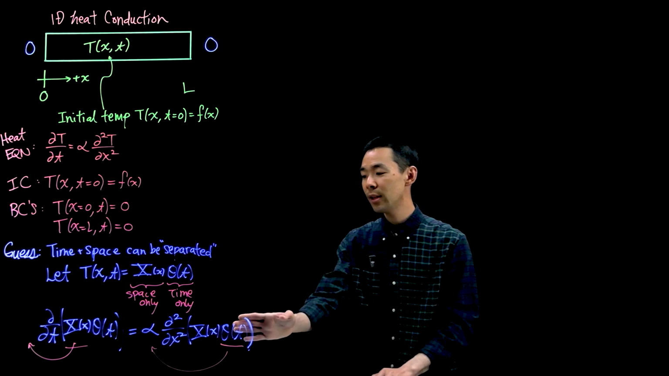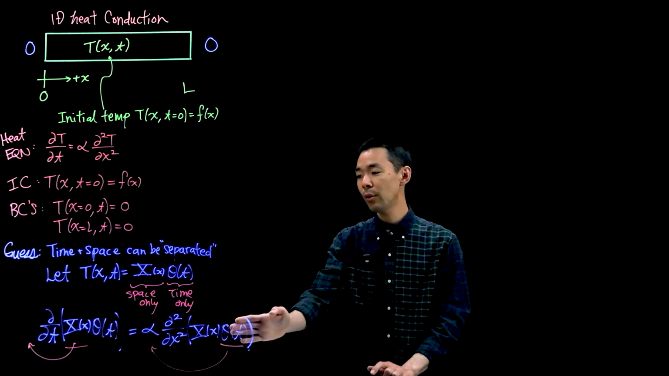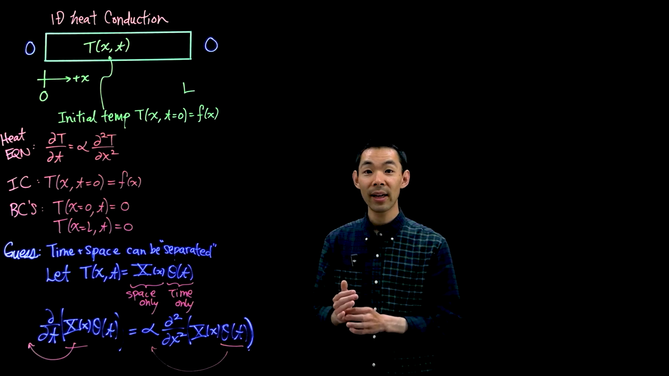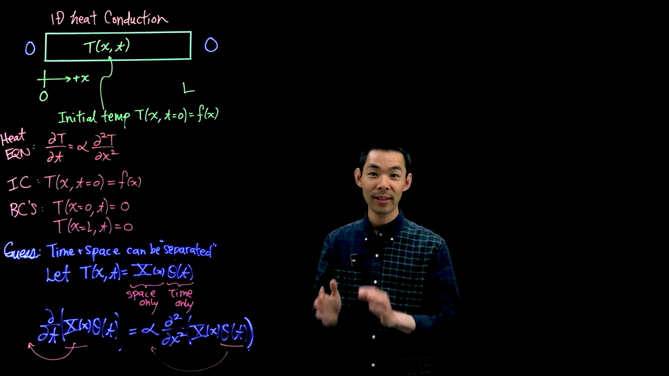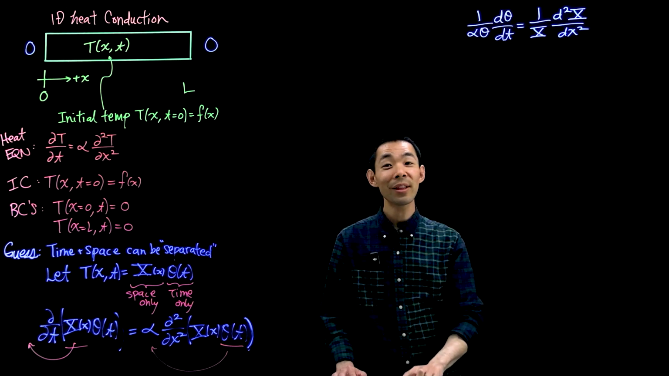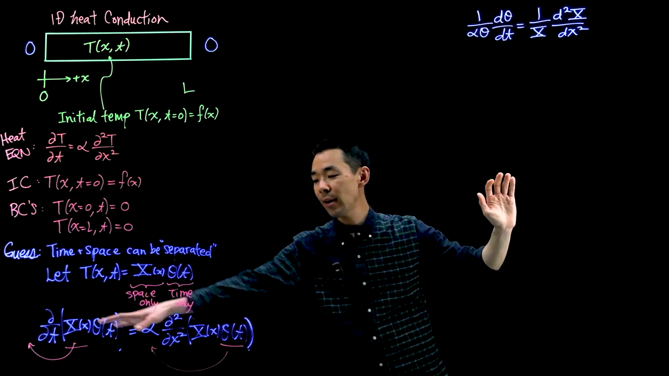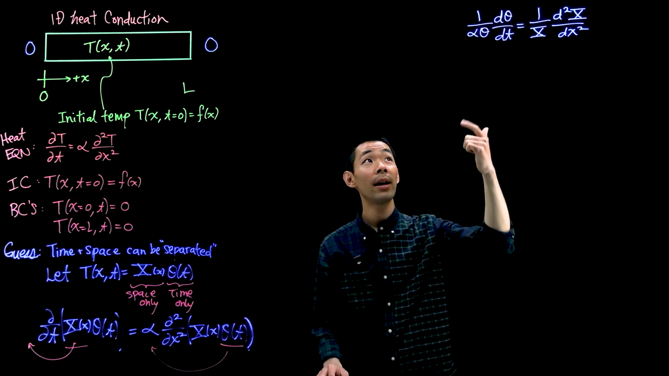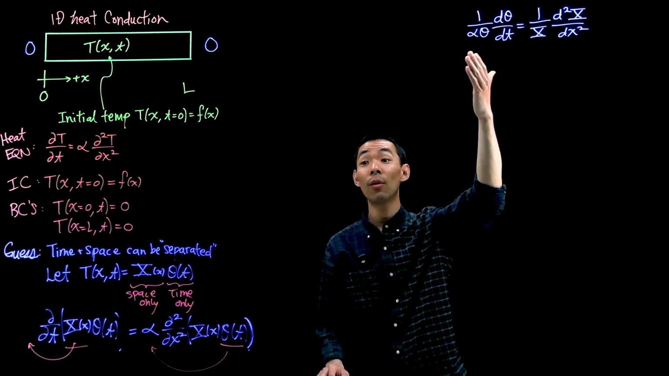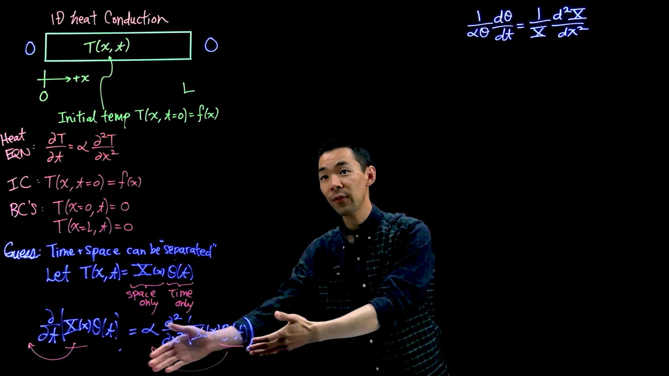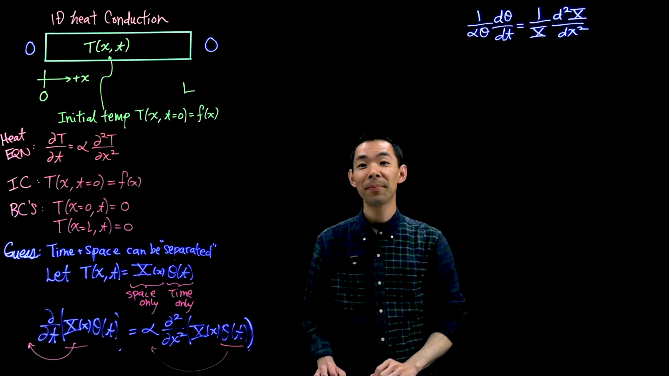Now next, we're going to divide the entire equation through by alpha, theta, and capital X, and simplify. You get the following up here. Again, all I've done is to divide the entire equation by alpha, X, and theta, and you arrive at this expression directly from this lower left-hand corner.